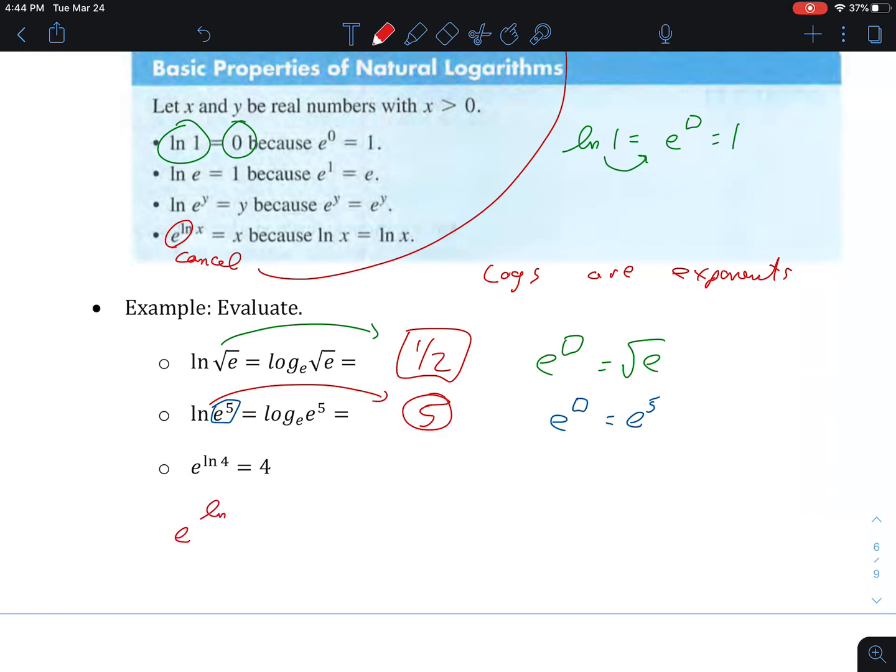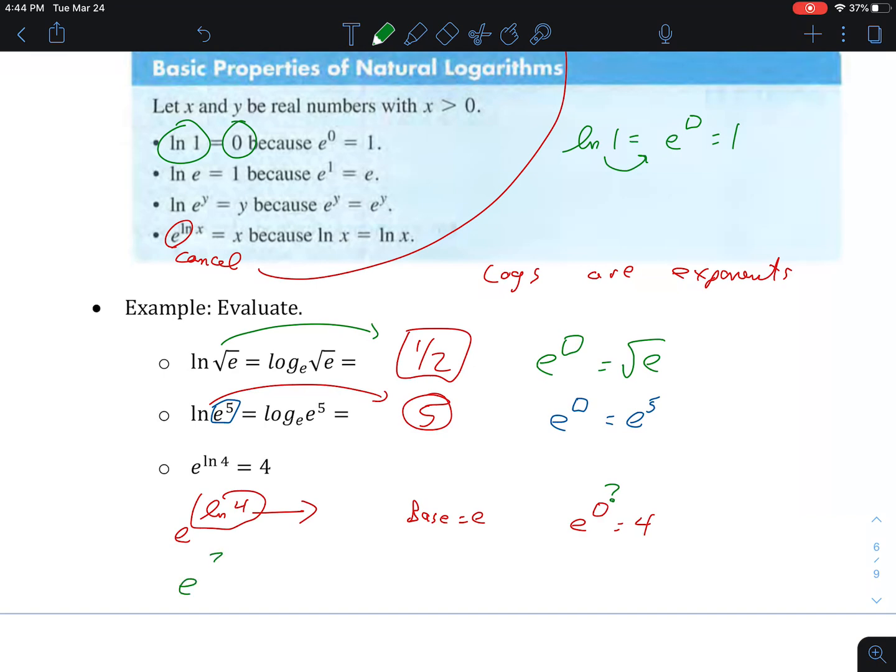e to the ln of 4 is 4. Again, same thing. e to the ln of 4. If we look just at the top, that means ln with the base, well, I'll just write here, base is e. e raised to the what gives me 4. I have no idea. But whatever number is in there, I'll just say question mark, I'm going to get 4.